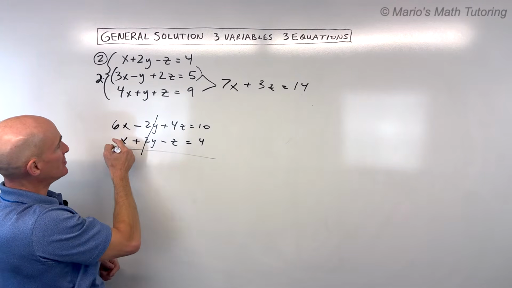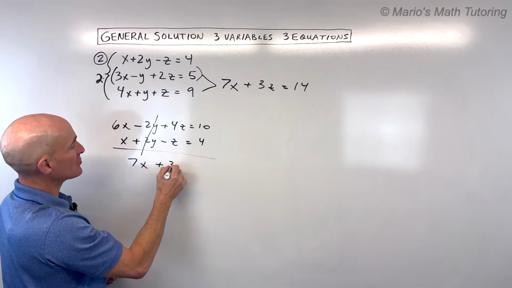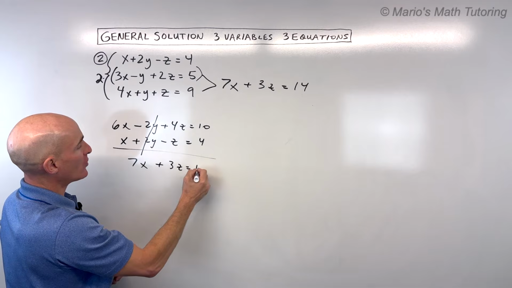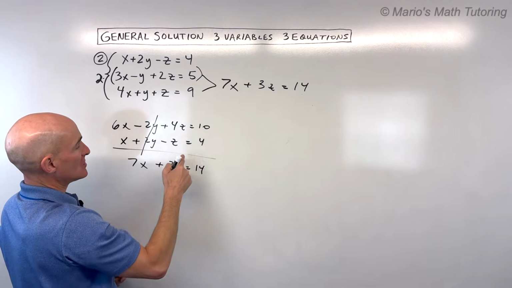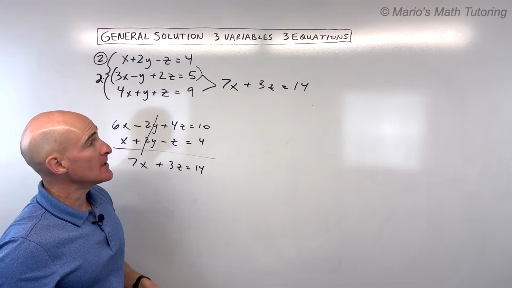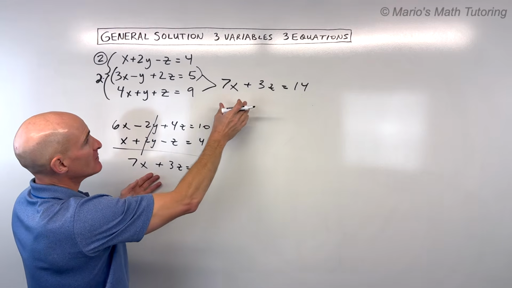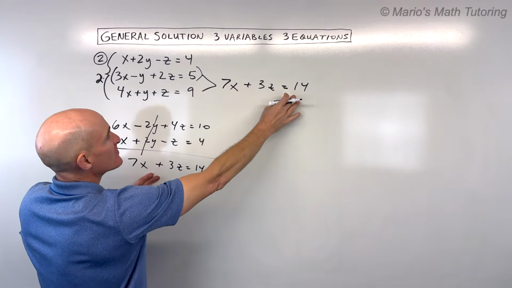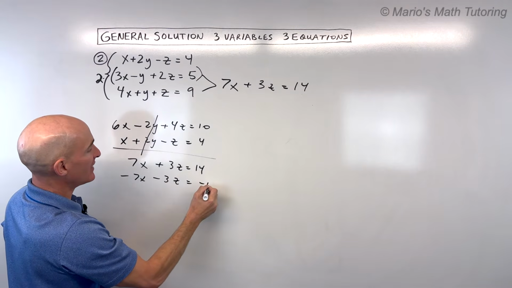The y's cancel. 6x plus 1x is 7x. 4z minus 1z is 3z. And 10 plus 4 is 14. So now you can see we're down to these two equations with two variables. So here what I'm going to do is I'm going to subtract these two equations. I'm going to multiply this by negative 1. I'm going to get negative 7x minus 3z is equal to negative 14.